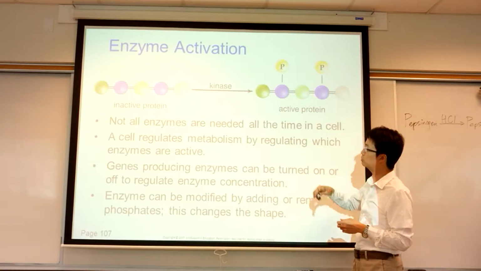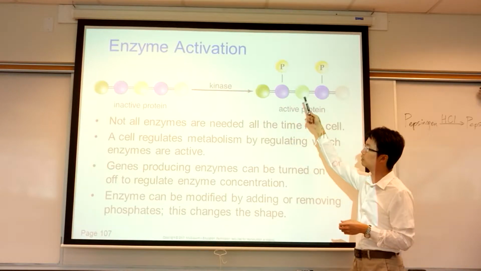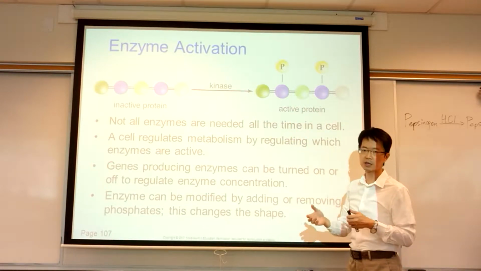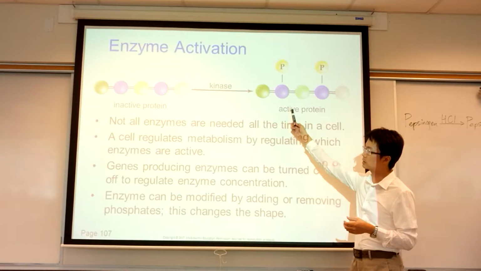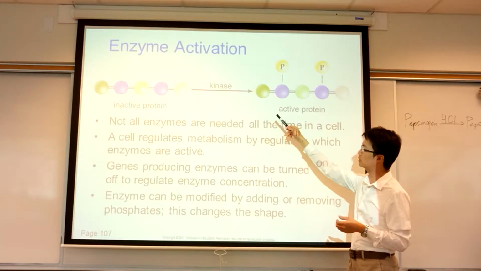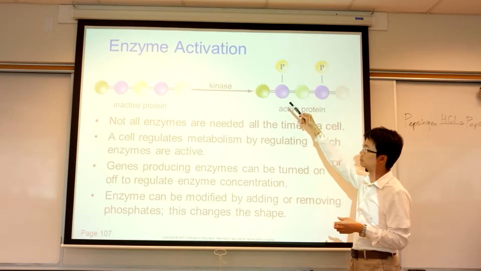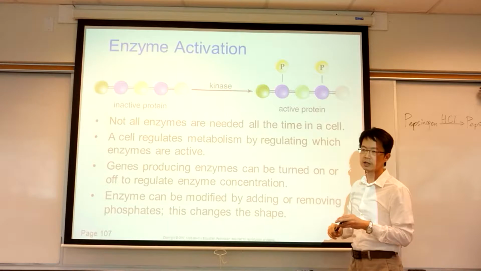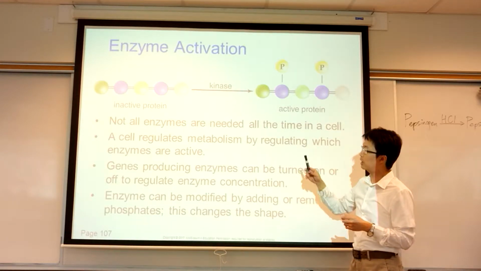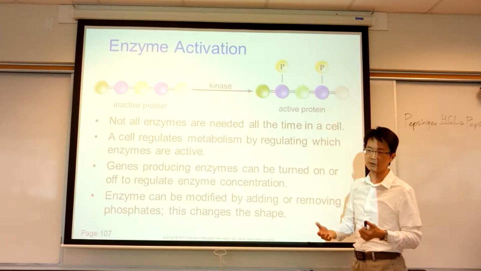So this process requires phosphorylation, putting a phosphate group on the molecule. It's like an on-off switch for a molecule. In this example, an inactive protein can be turned on or activated by putting on a phosphate group. So in this case, kinase activates this protein. But there are other proteins that work the opposite, meaning that when they get a phosphate group, it can inactivate them. It can turn them off.